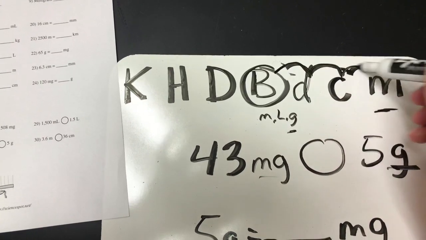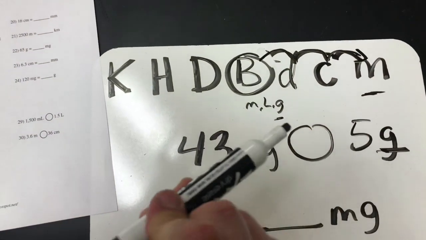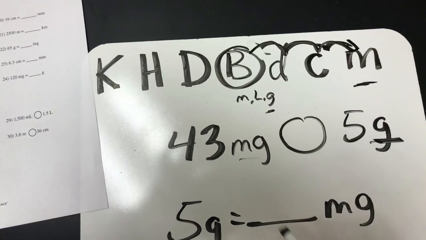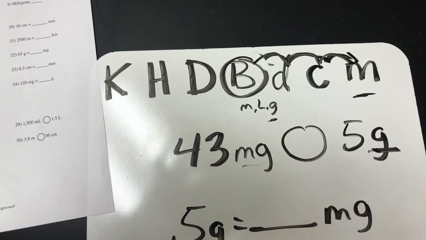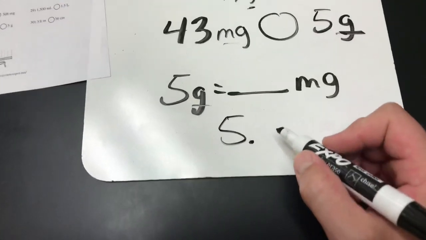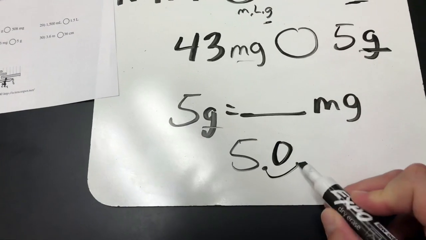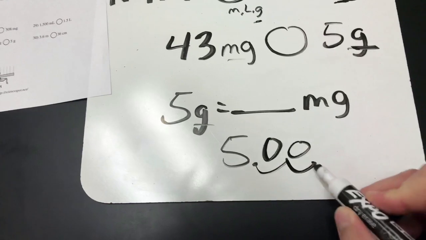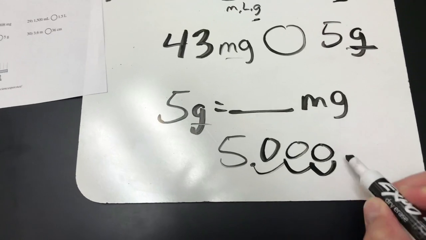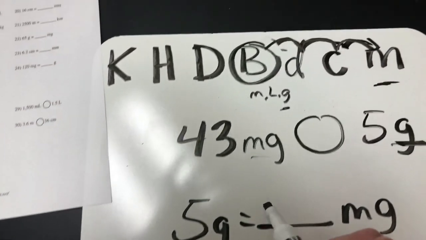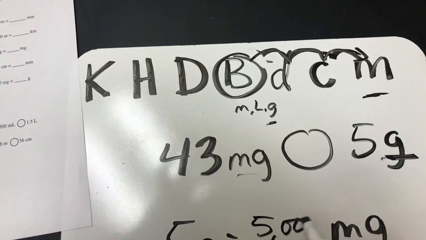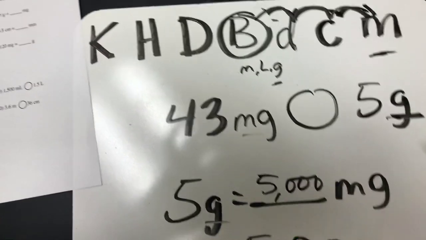Count the jumps, 1, 2, 3. This time I moved to the right. So I need to move my decimal 3 places to the right. Here's 5. I need to move it 3 places over to the right. 1. There's 2. I need to hold that with a 0, 3. So 5 grams is equal to 5,000 milligrams.